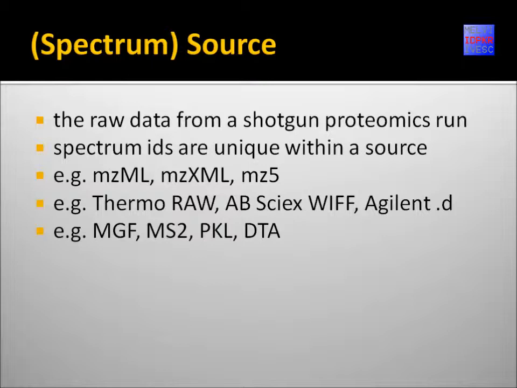A spectrum source, sometimes just called a source or run, is the raw data, the mass spectra, from a shotgun proteomics run. It can come in many formats that IDPicker supports, including vendor formats. Spectrum identifiers are unique within a source, but not between sources.